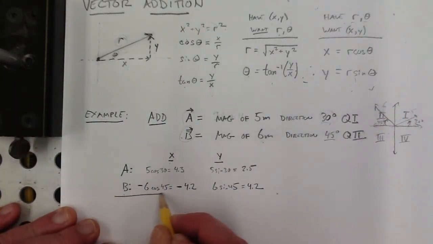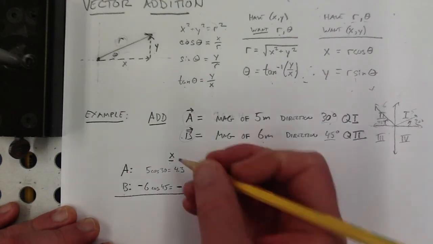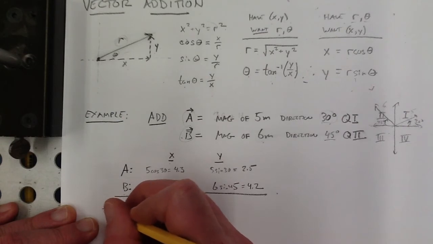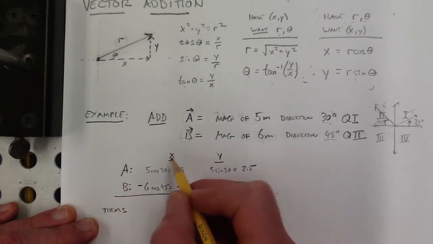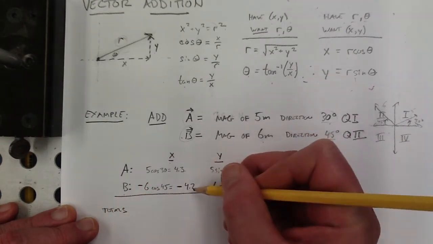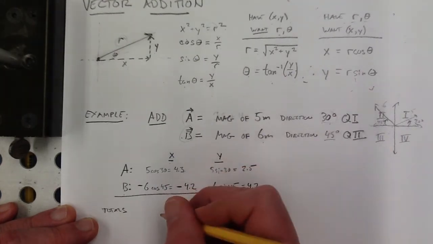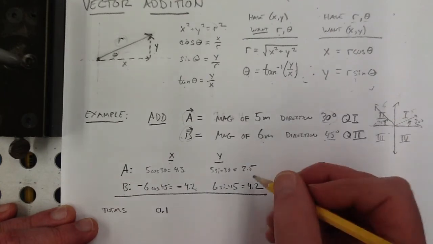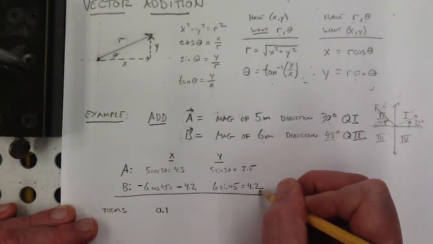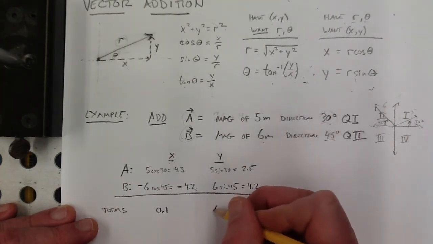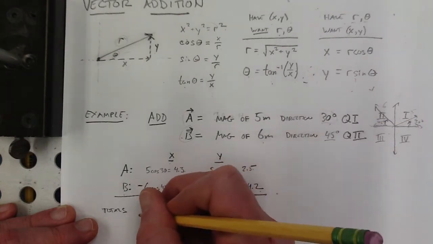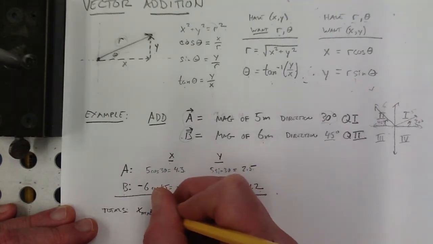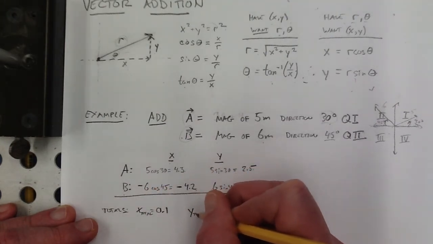So, what do you do then? Okay, so then you make your totals here. So, here's my x total. I have 4.3 and negative 4.2, so just add those up. That gives me 0.1 in the x direction. And then add these up. They're both positive. That gives me 6.7. This is your x total and your y total.